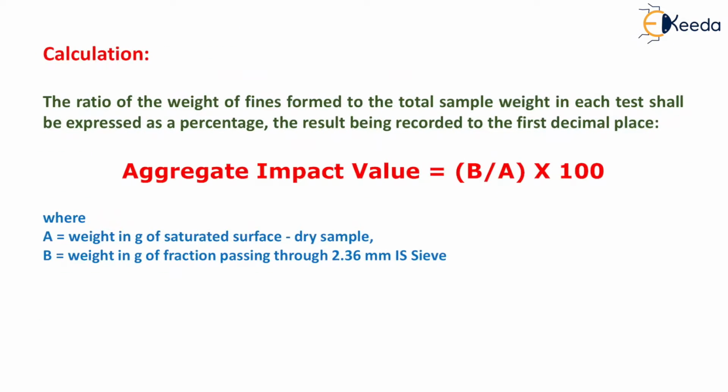Now the calculation of impact test. The ratio of the weight of fines formed to the total sample weight in each test shall be expressed as a percentage, the result being recorded to the first decimal place, that is aggregate impact value will be equal to B by A into 100, where A is the weight in gram of saturated surface dry sample, that is the total weight of the sample, and B is the weight in gram of fraction passing through 2.36 mm IS sieve.